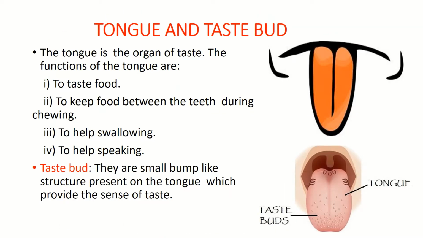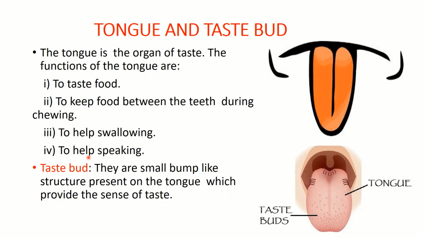Now the question arises: from which part of your body can you feel the different types of taste? That is the tongue. So before starting the chapter, we will study the tongue in detail. Tongue is an organ for taste. The functions of the tongue are, as most of you have seen, that it helps us to taste the food. It keeps food between the teeth during the chewing process, isn't it? It helps in swallowing food, and the tongue plays a very important role in speaking as well.